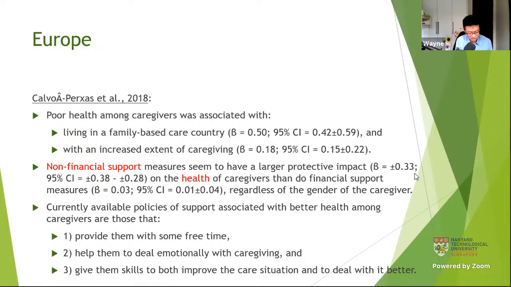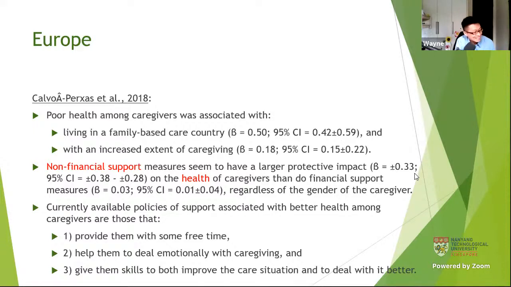In countries where the family is assumed or tasked to be the main custodian, the main caregiving unit, family first, and if you really cannot care, then the state will care for you. Then the state will pay for your care. In those situations, we see caregivers reporting poor health. That's what it says.